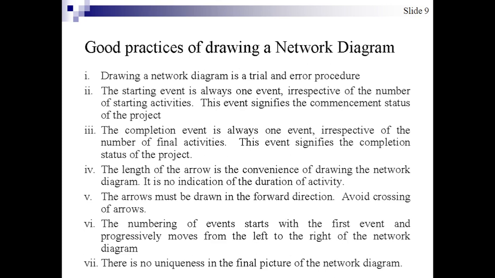The length of arrow is the convenience of drawing network diagram. It is no indication of the duration of the activity. The arrows must be drawn in the forward direction. Avoid crossing of the arrow. These are some instructions related to how to draw network diagram, and these are the good practices of network diagram. Numbering of events starts with the first event and progressively moves from left to right of the network diagram. There is no uniqueness in the final picture of network diagram.